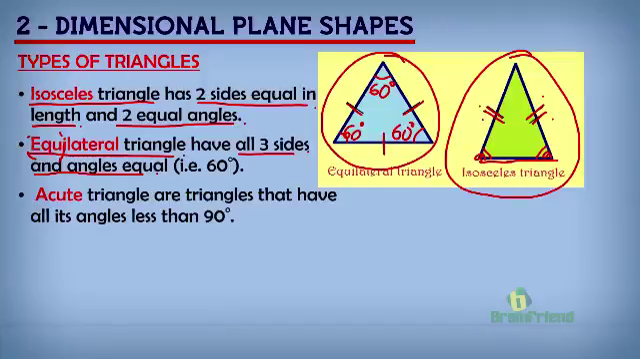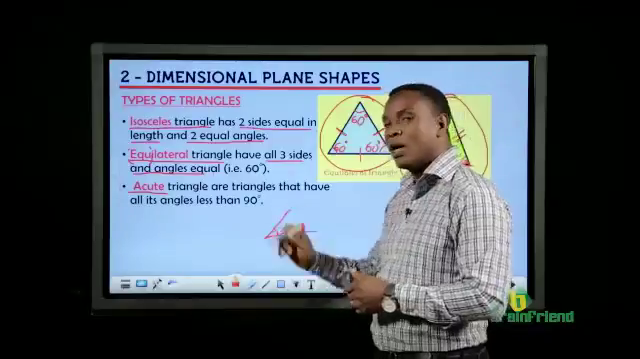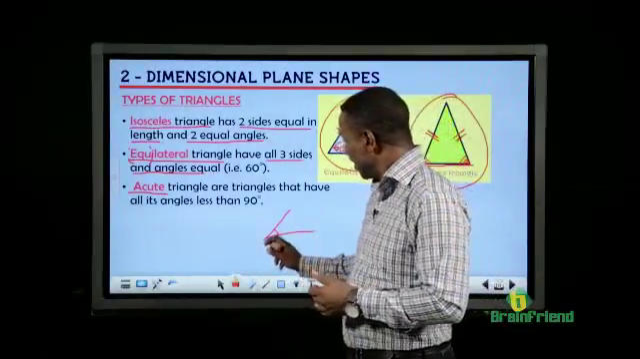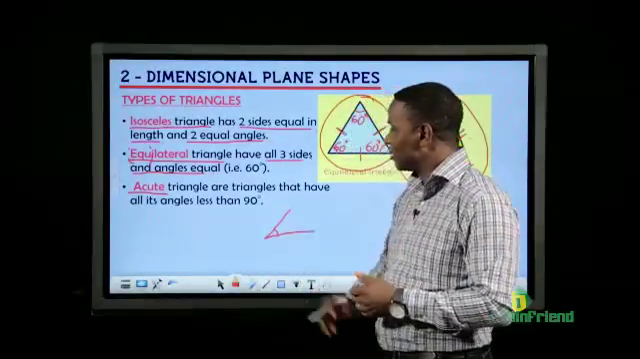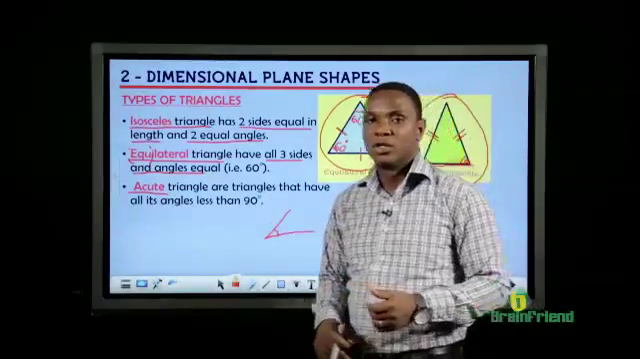Another type of triangle that we have is what we refer to as acute triangles. Acute simply means sharp. Of course, acute triangles are triangles whose angles are all less than 90 degrees. Because they are less than 90, we have angles of this sort. And of course, our angle here, if we found out, will be less than 90. They have a sharp edge, hence the name acute triangles.